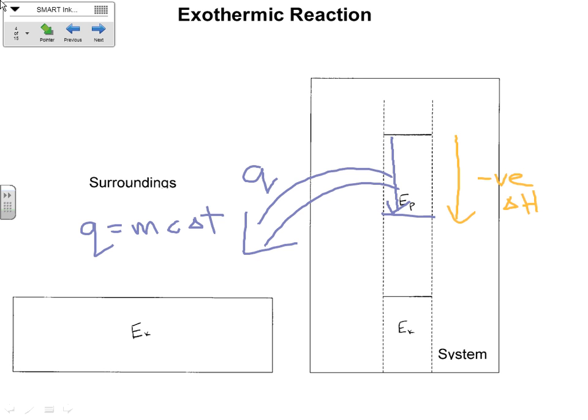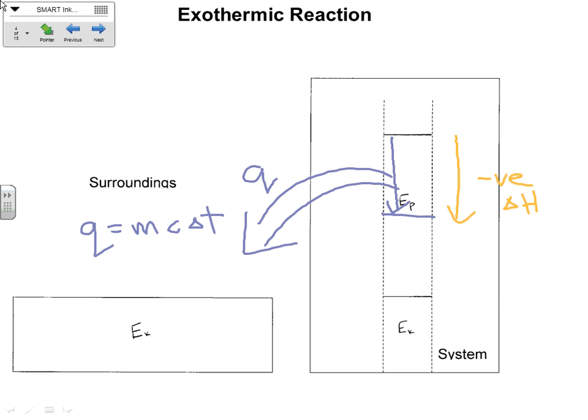We can't actually see what's happening in the system because we don't have the ability to jump in a magic school bus and take a look at what's happening to the bonds. But we can sense what's happening to the surroundings because I can use a thermometer and a scale and the heat capacity, and therefore I can use the surroundings to tell me about the system. Okay? And this is the equation.